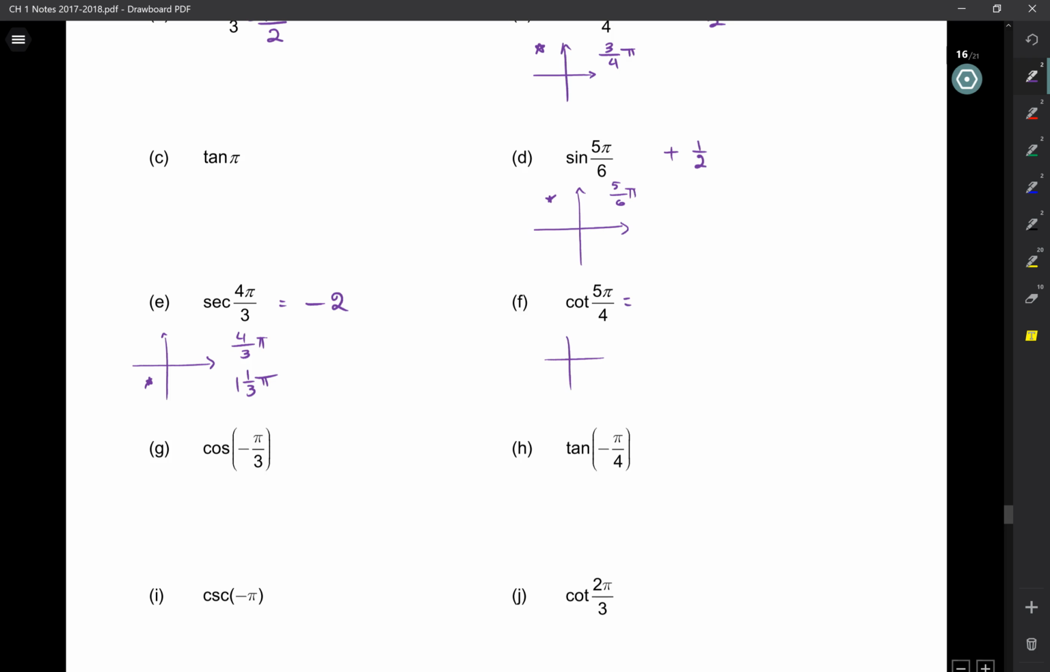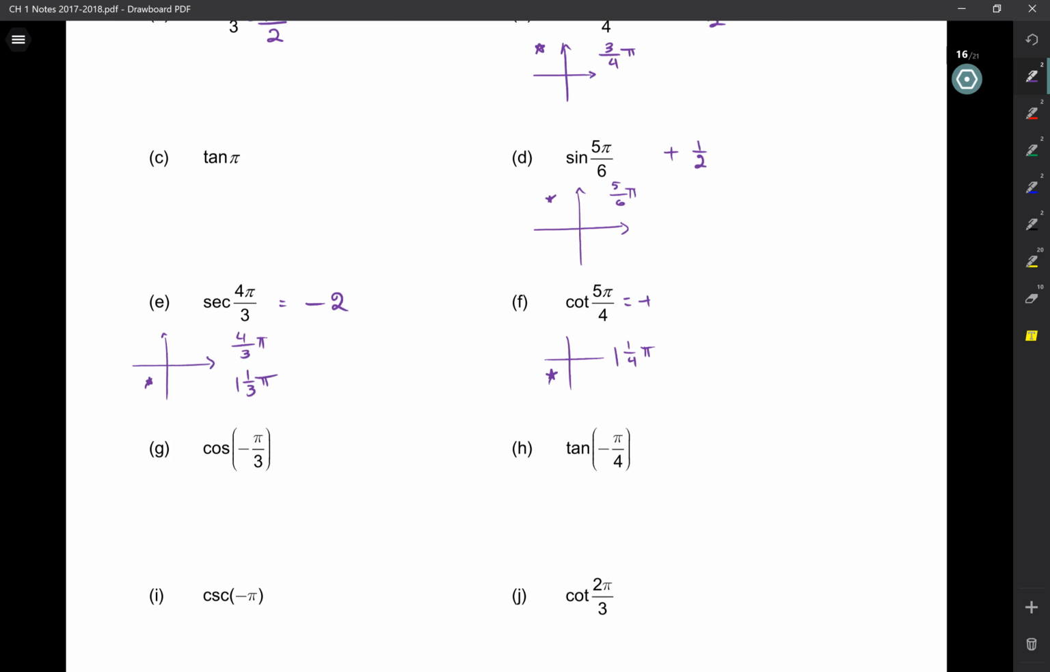5 pi over 4, that's 1 1/4 pi. What quadrant? Third. That's positive. Okay, now I got cotangent. So cotangent compares the horizontal with the vertical. For a pi over 4, how do the lengths of horizontal and vertical compare? They're the same, so what's the ratio? 1. So cotangent of pi over 4 is 1.